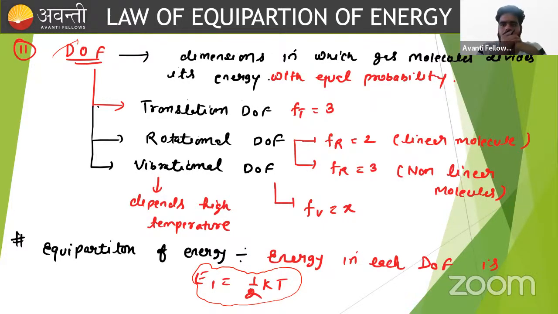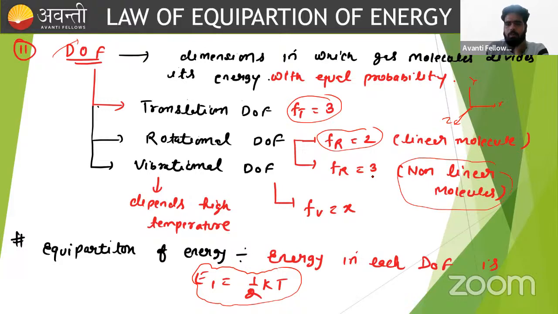What is the degree of freedom? Degree of freedom means the molecule possesses energy in each and every dimension. How many dimensions does the molecule possess energy in? That tells about the degree of freedom. In translational motion, we can say X, Y, Z, three possible directions. So the translational degree of freedom is 3, and the rotational degree of freedom is 2. For non-linear molecules, the rotational degree of freedom is 3.